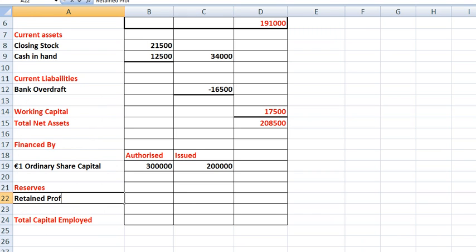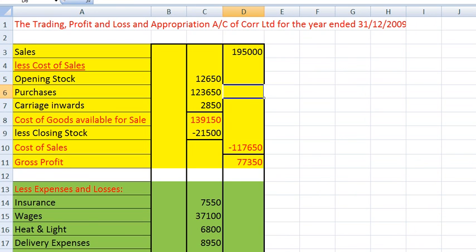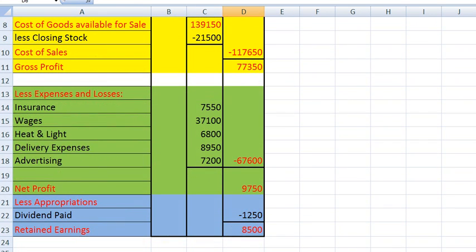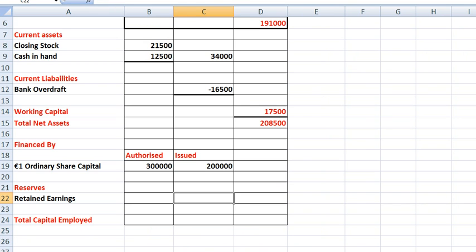What it does have is some retained earnings, some reserves of money that it has kept in the company, that it hasn't given out to shareholders. And where we get that from is right down here at the bottom of the trading account. The retained earnings are 8,500, and we put those in there. That's the money that's been kept in the company. So the total capital employed, the total amount of money invested in the firm, is the shares sold in this case, plus the retained earnings, the money being kept in the company. Add those together and I get 208,500.